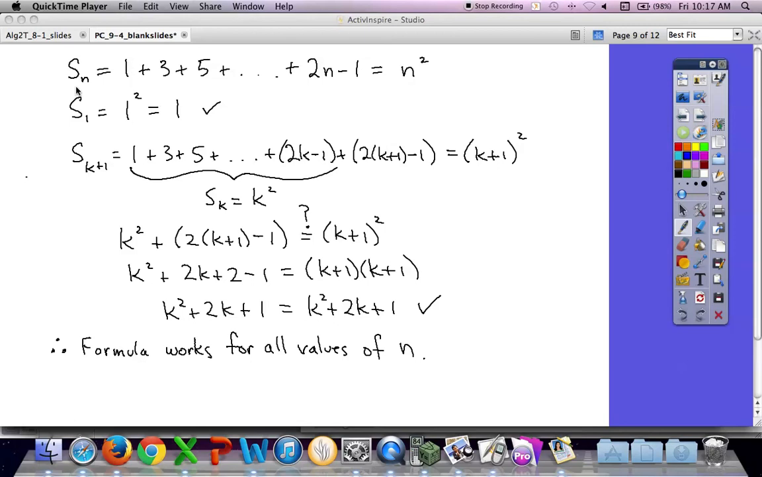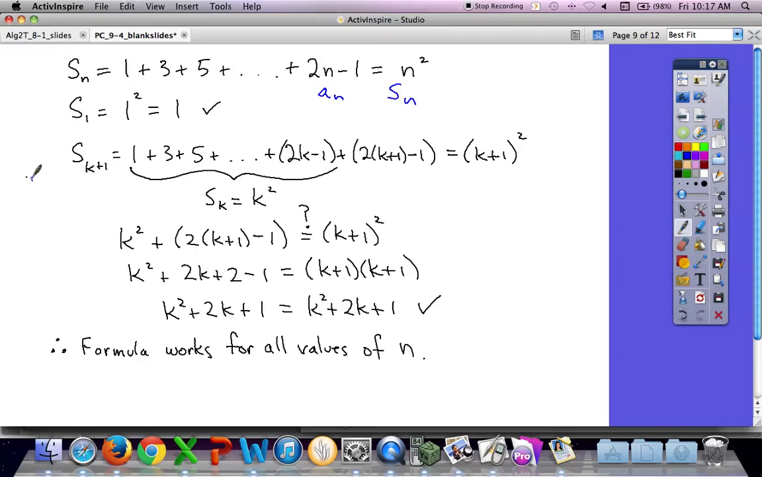Sure that it's true, right? We want to show that the sum of n terms of the arithmetic sequence with a first term of 1 and a common difference of 2, with the formula for the nth term being 2n minus 1, equals n squared.